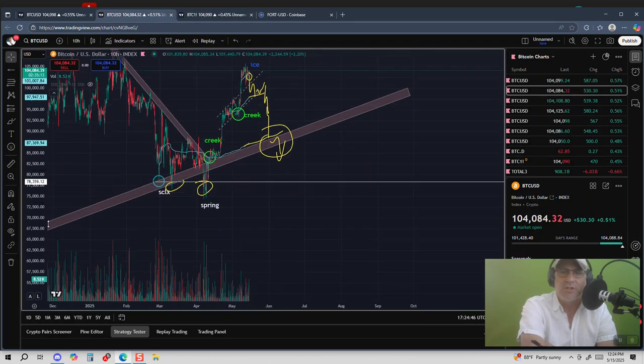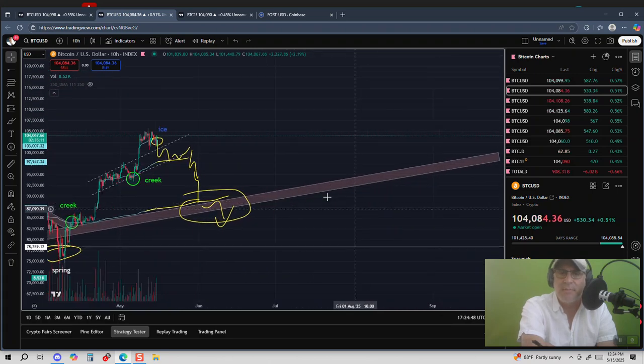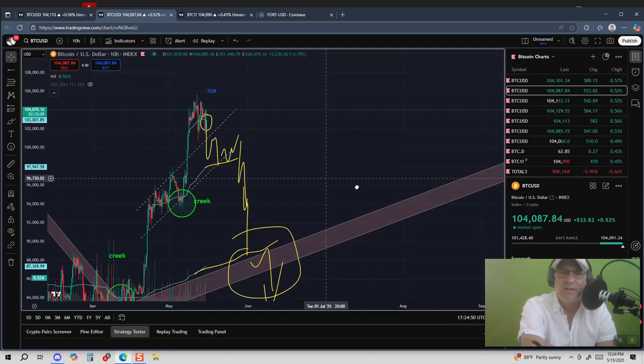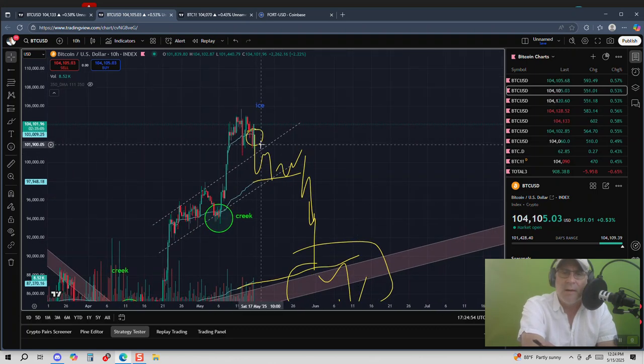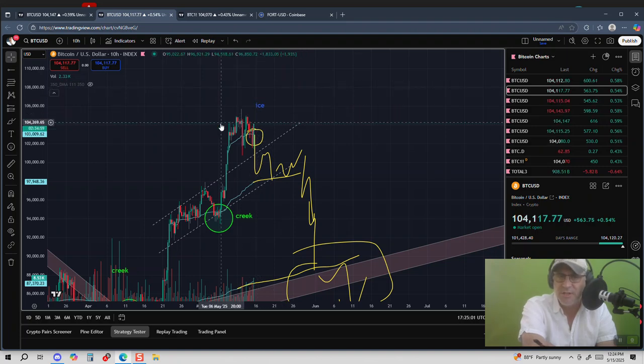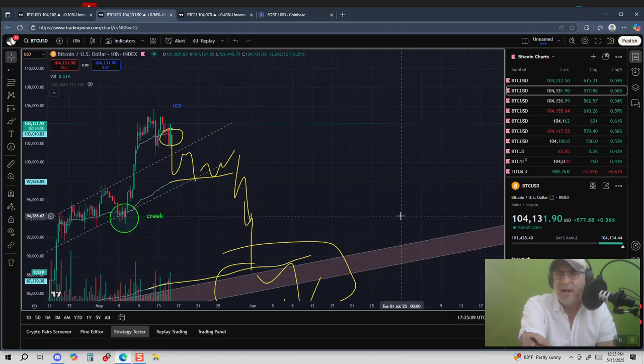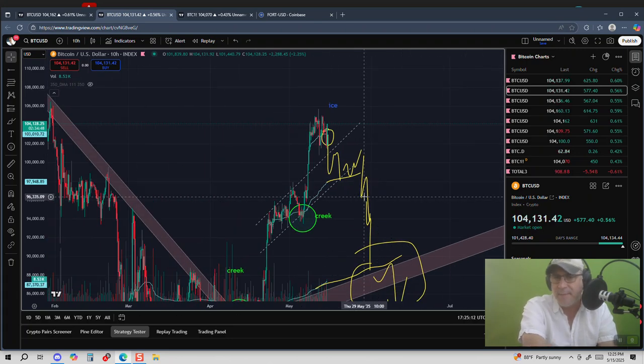So it's all about if it can hold the ice up here, this ice line. This looks like a distribution. But if it's able to hold the creek and bounce up from it, then we can continue on, and this would be a reaccumulation range. If not, this is a distribution, and especially if we fall through the ice, then we can come back into this rising channel area. So that's what I'm looking at right now, and if that happens, then maybe we could start seeing Bitcoin dominance begin to decrease a bit.